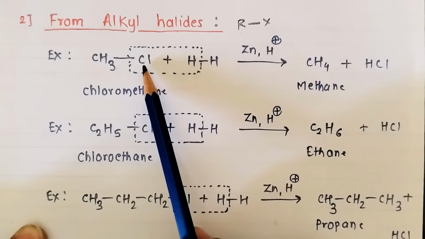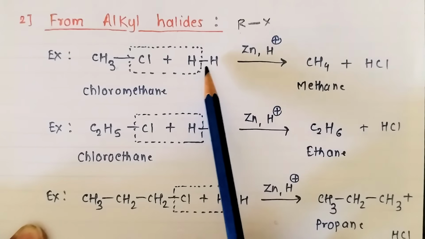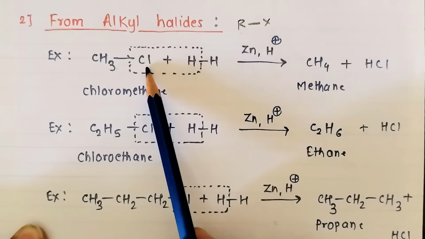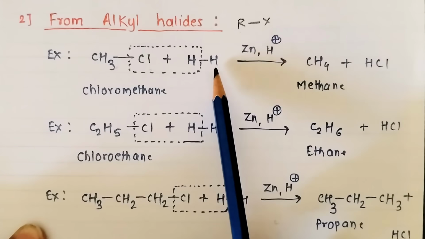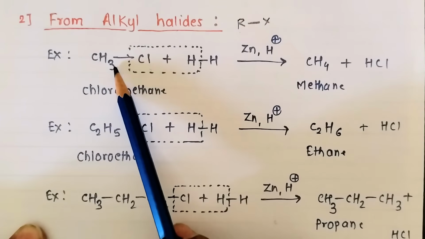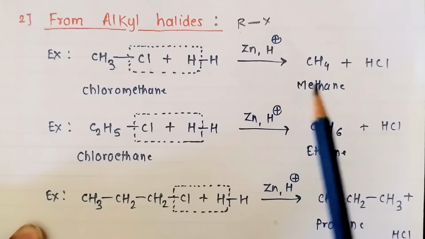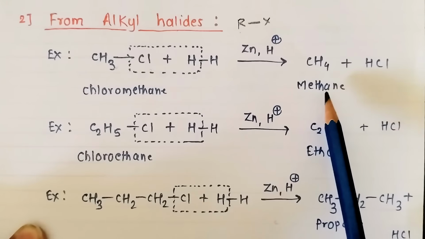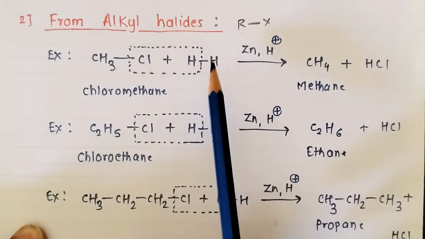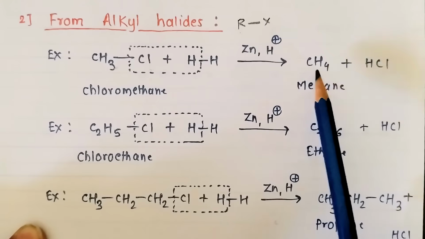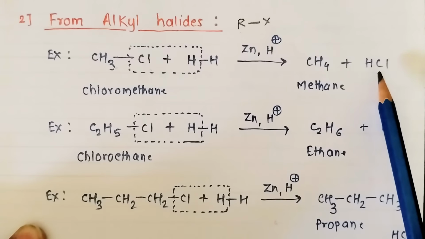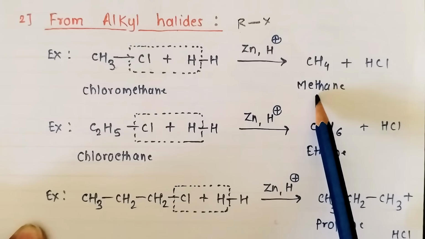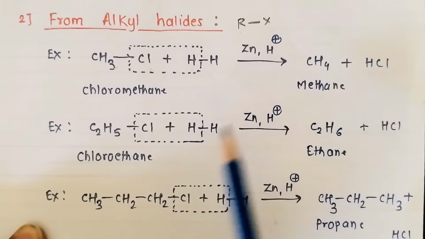What happens here: from the alkyl halide and the H2 molecule, one hydrogen and the Cl are removed as HCl, and the remaining hydrogen is attached to this alkyl group to form alkane. CH3 and H form CH4, and this hydrogen and Cl are removed as HCl. In this way there is a formation of alkane.